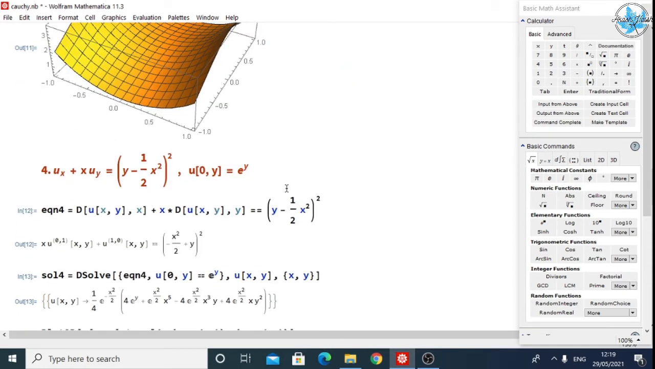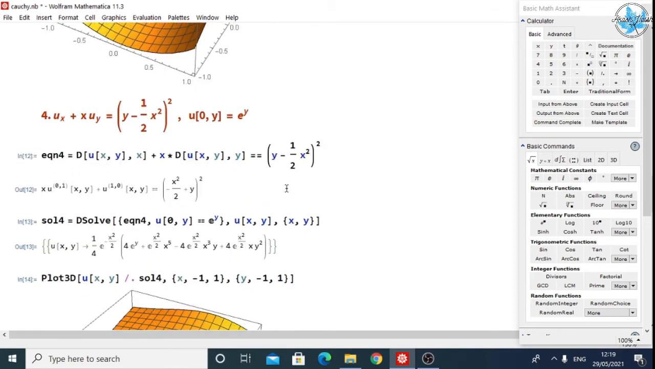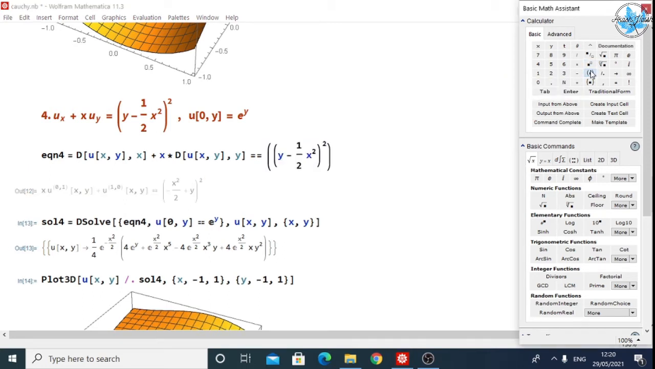Then we will see example 4. Example 4 is a little bit difficult because when we write this it becomes quite difficult. Okay, I will show you how to write it. Just write the derivative of u with respect to x, plus x times u of x comma y, then double equals to y minus half x square. Let me show how to write. Just use this palette section.